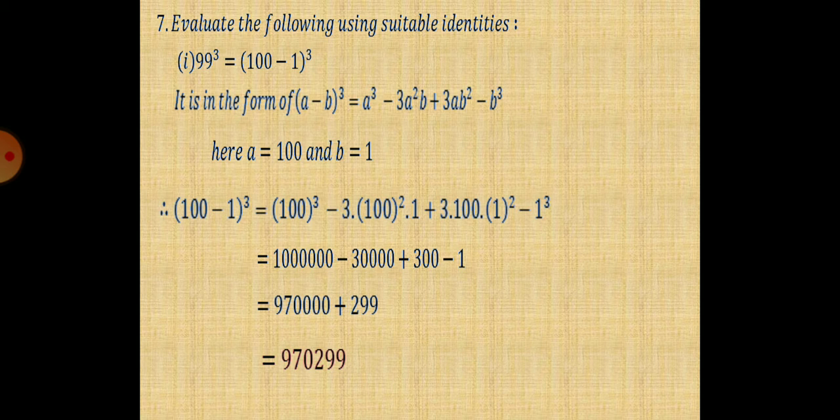So the final answer is 9,70,000 plus 299, which will give you 9,70,299.